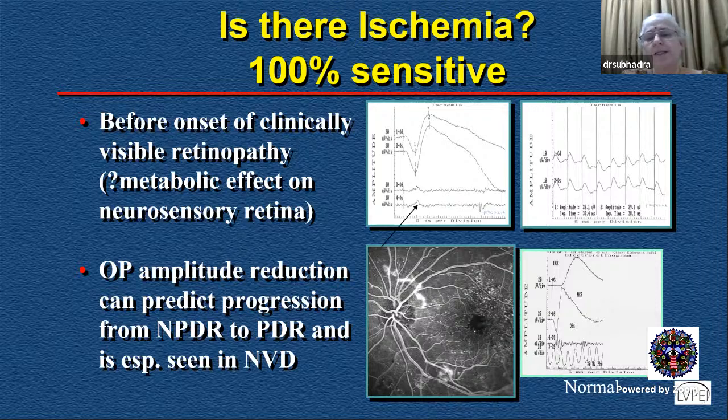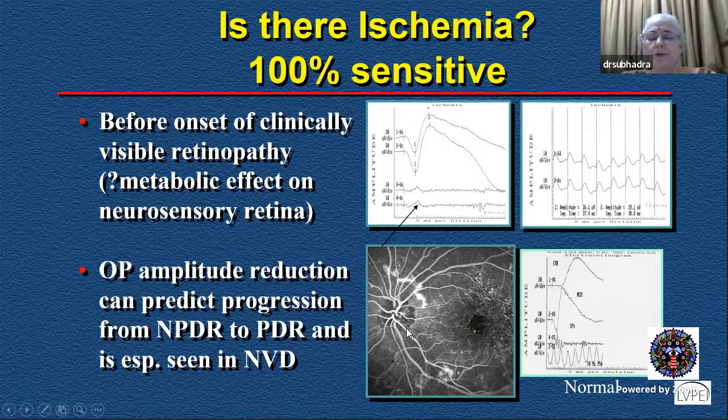So it is thought that in the initial phases, it is mostly a metabolic effect on the neurosensory retina, but it has been found that the moment an NPDR converts to a PDR or an NVD is going to develop, then the oscillatory potentials are markedly reduced. You can see here the oscillatory potentials are markedly reduced. The flicker also starts changing.